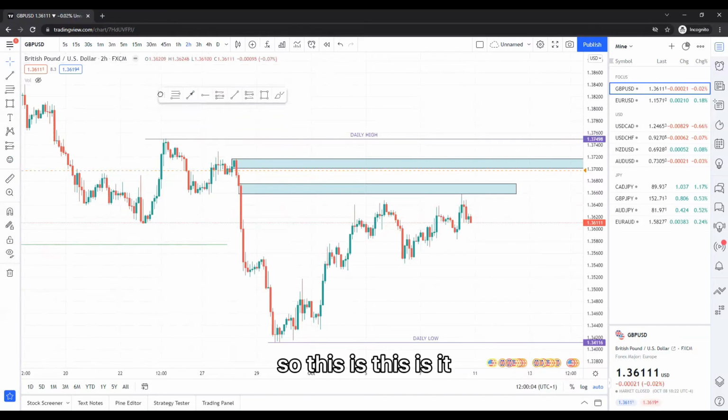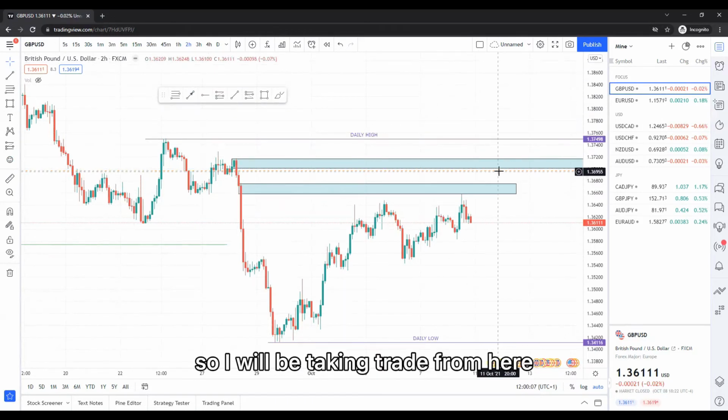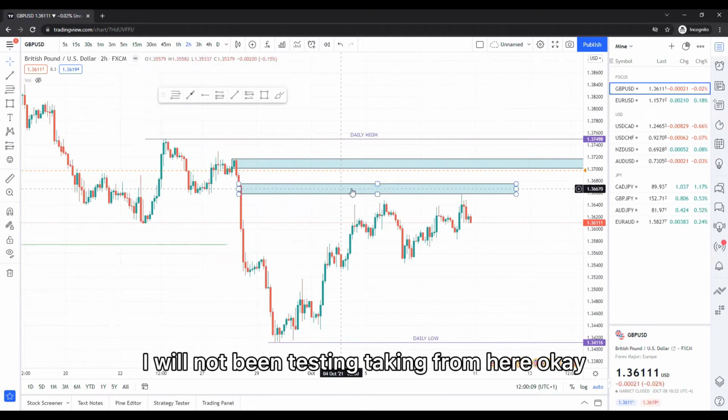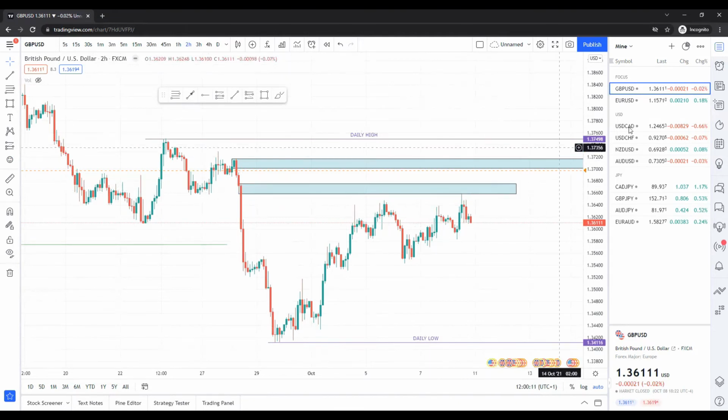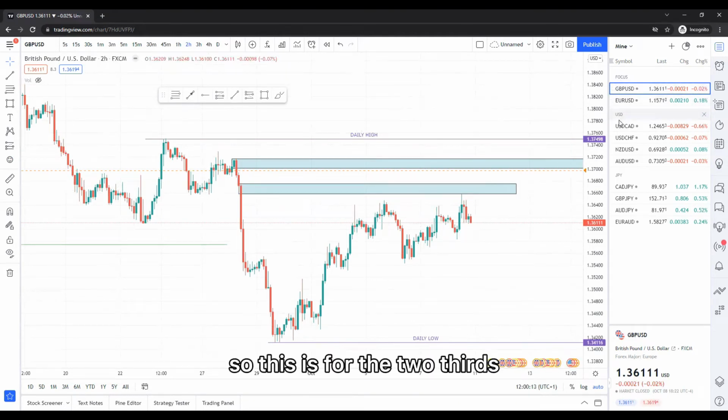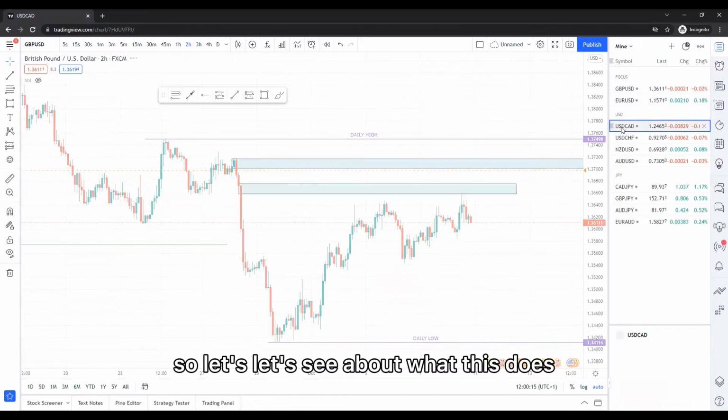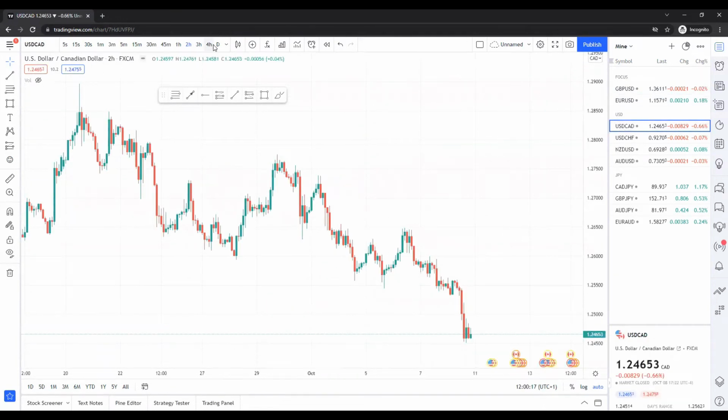Okay, so this is it. I will be taking trade from here. I will not be interested in taking from here. So this is for the two trades. So let's see about what this does.